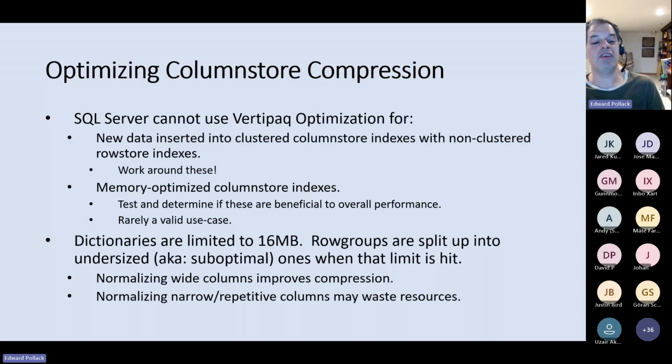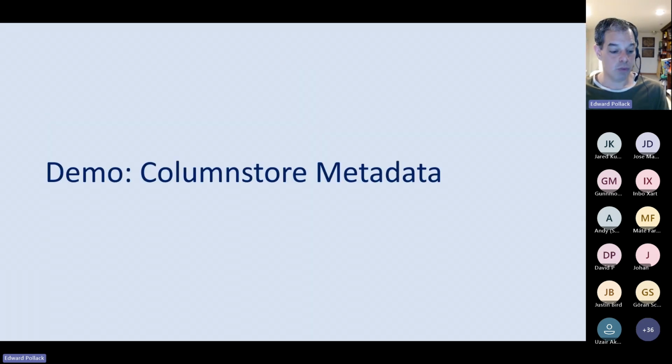One additional thing to note is that dictionaries are limited to 16 megs. That means that you have to normalize wide columns if your dictionaries overflow. And you can check all the metadata to learn about this. You really can. So there are ways to get around this. And so understanding how data is stored lets you work around it.